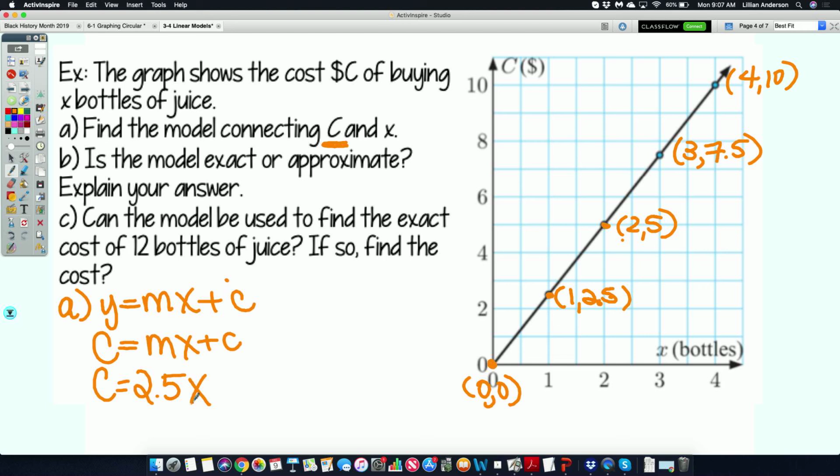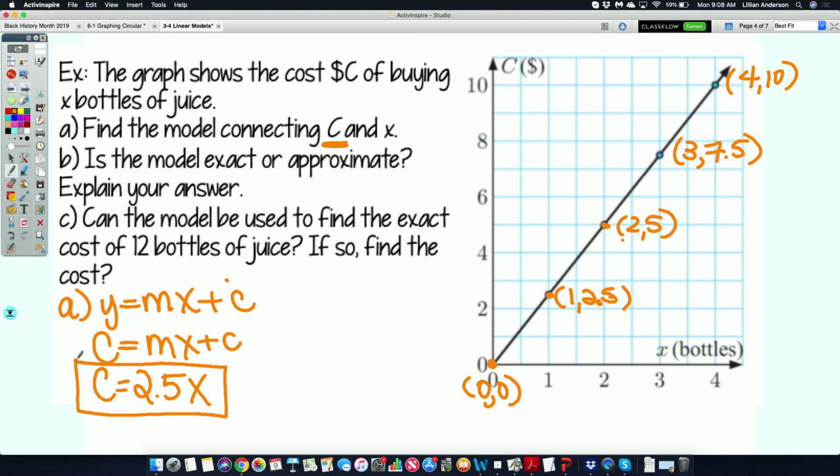So your gradient talks about how it's changing over the number of bottles of juice that you buy, which is how much you pay. What does the lowercase c represent? It's 0. So technically I'll put plus 0, but you don't need to. So then this would be your model for the cost of buying x bottles of juice.